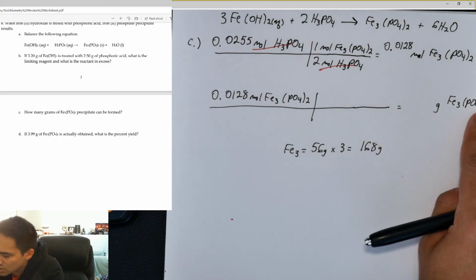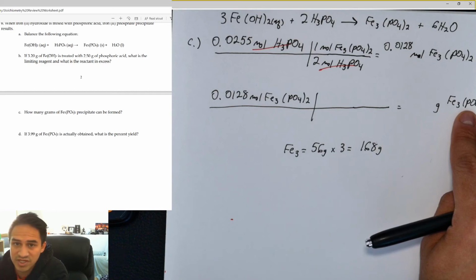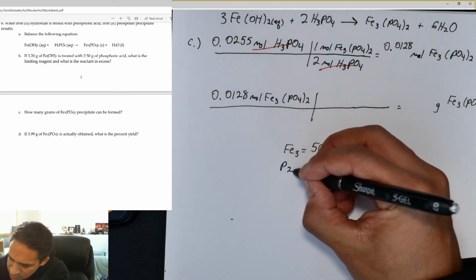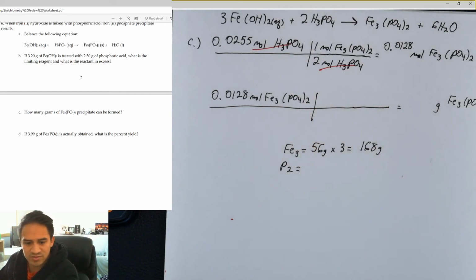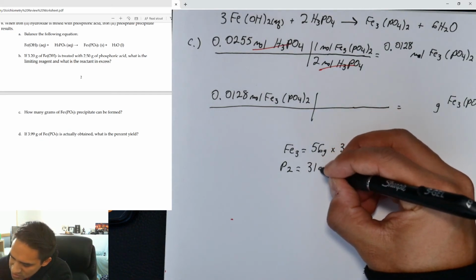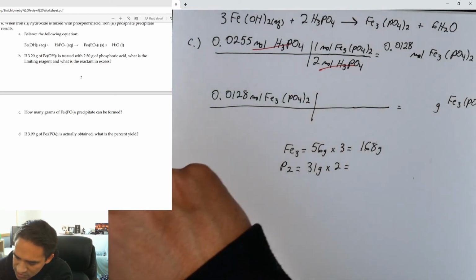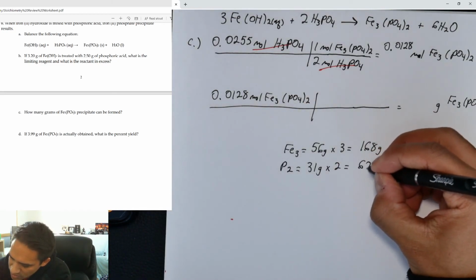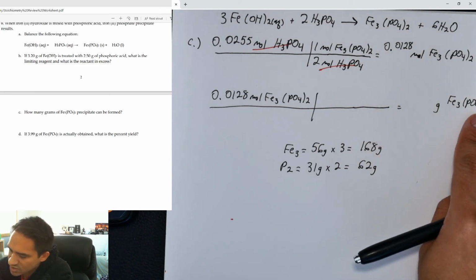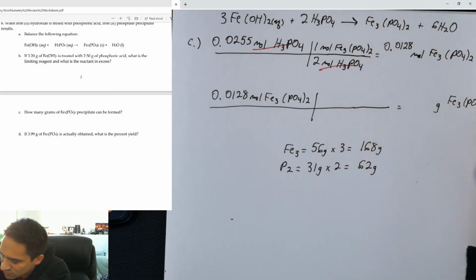Then this 2 outside the parentheses is going to multiply the P's. So we have 2 P's. Okay, so 2 P's. And again, just to double check, I don't remember phosphorus off the top of my head, it is 31 grams a piece. Times that by 2. So 31 times 2. We get 62 grams.